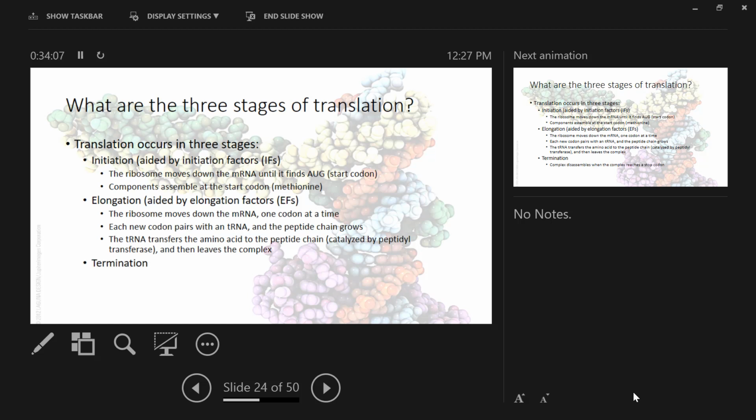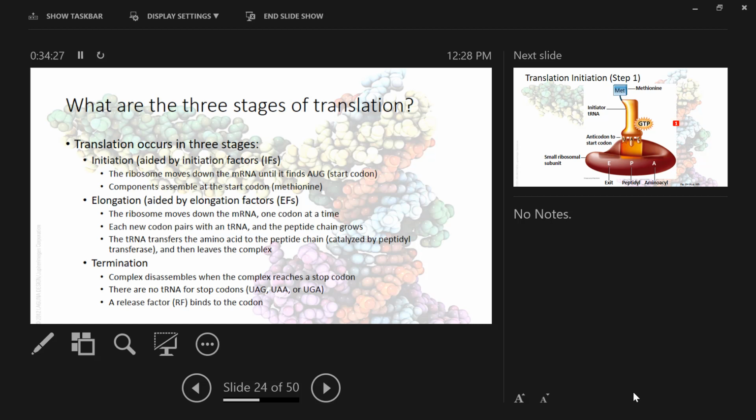And then finally, termination. The complex disassembles once you read a stop codon, and that's because there are no tRNAs for these stop codons: UAG, UAA, and UGA. There are no tRNAs that recognize those stop codons. So instead, again, a release factor binds there and creates an enormous amount of instability. Because now when the ribosome moves and it wants to transfer the polypeptide to the new tRNA, there's no amino acid there to transfer this polypeptide to, so it frees up the polypeptide and the whole complex falls apart.